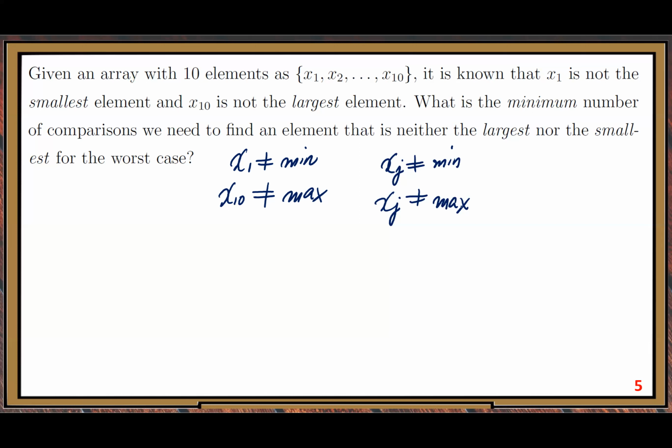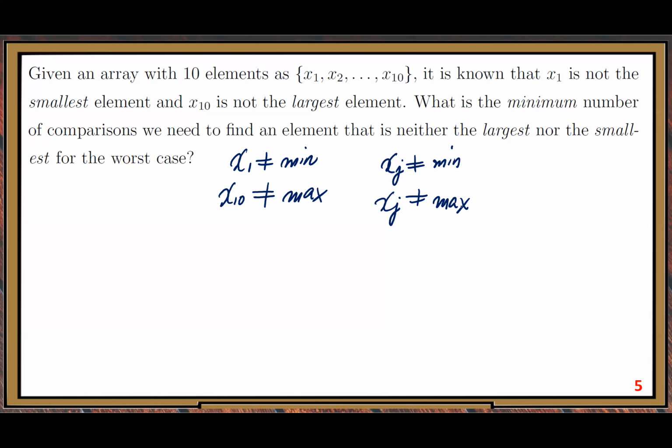Now, all right. First, you cannot use x1, we know it is not the minimum. But it's possible. You can consider x1 and x10. Any element you can consider here. So here, the minimum number of comparisons to find an element not the max, not the minimum. So this question is a little tricky.